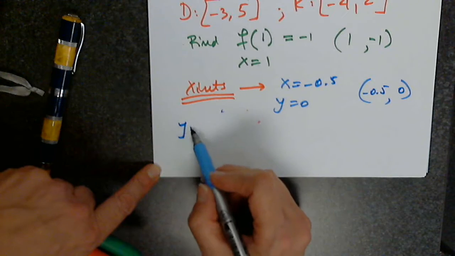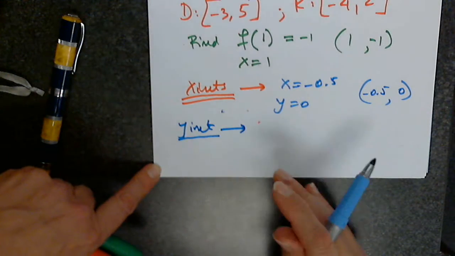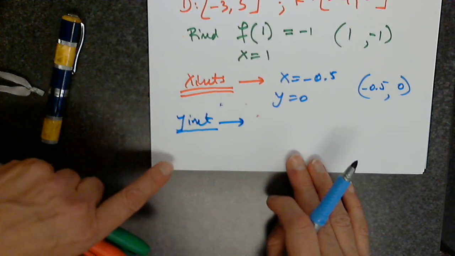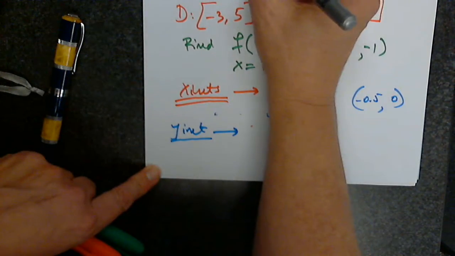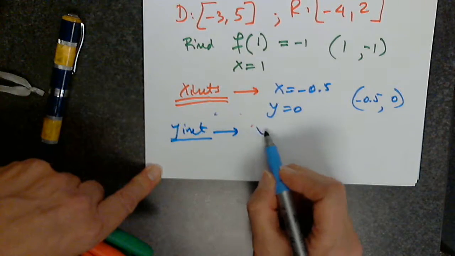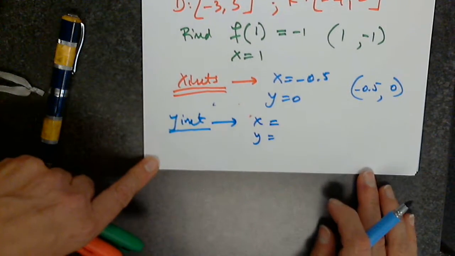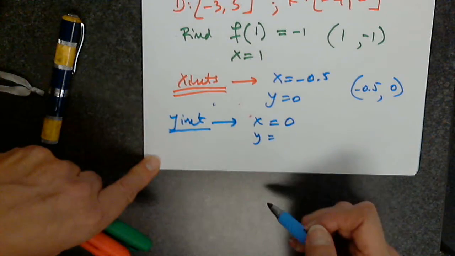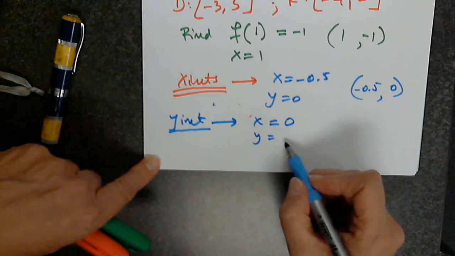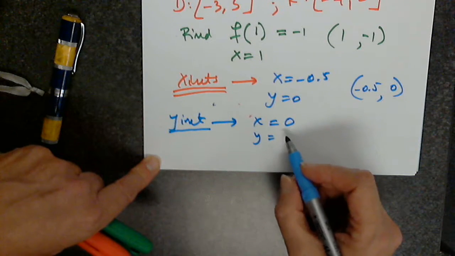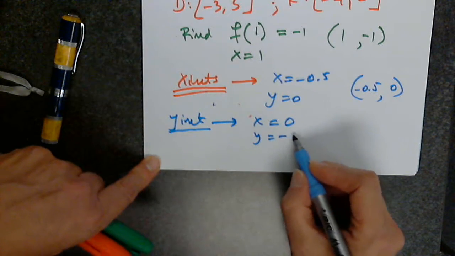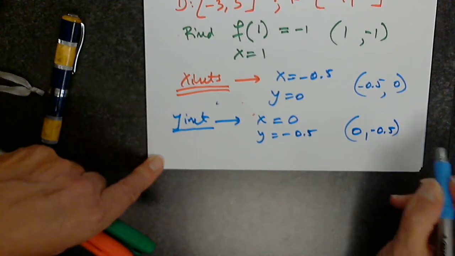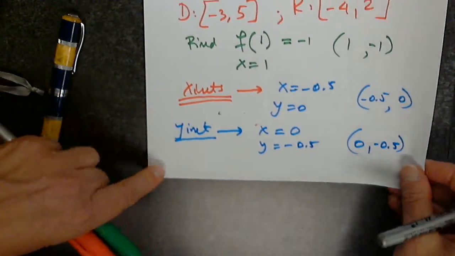What about the y-intercept? Does this function cross the y-axis? Good. Can anyone give us the x and the y? Very good. Of course, it's on the y-axis. And the y? Good. Negative 0.5. So 0 comma negative 0.5. Next question.